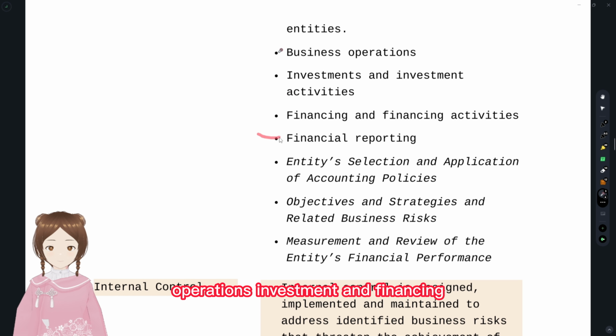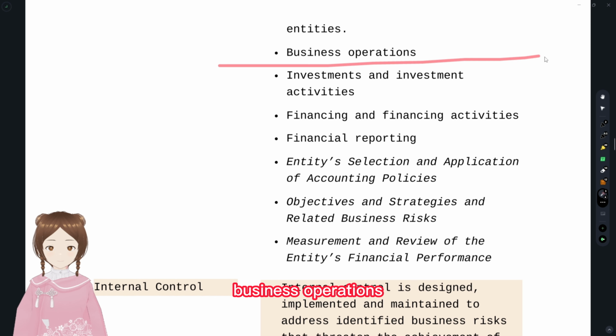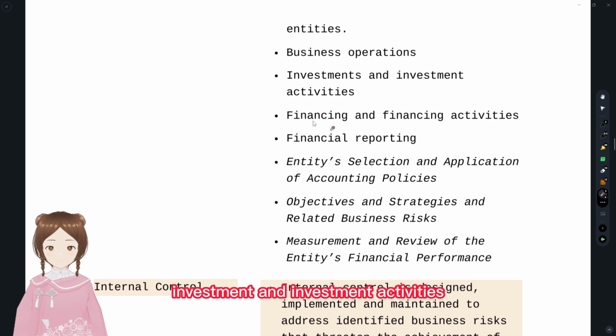Operations, investment, and financing. Have you got any vibes here of cash flow, right? Business operations, investing activities, and financing activities. So it's easier to remember like that when you categorize it along with the cash flow statement.